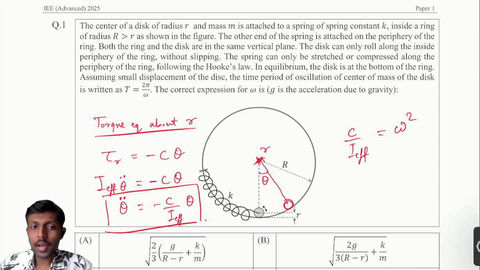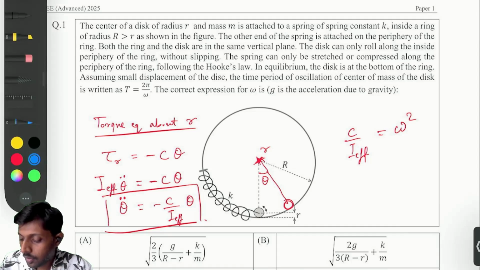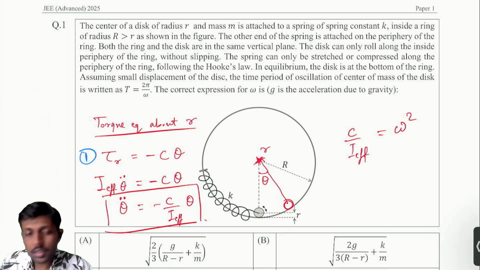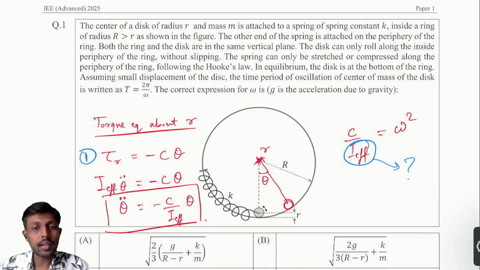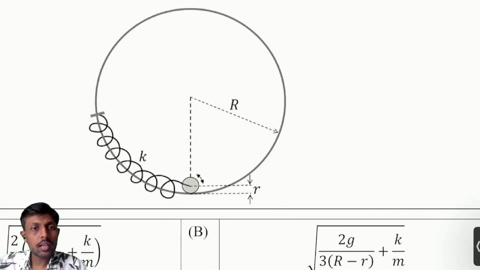Let's now go step by step. First, we are going to write the torque equation. This is going to be our first step. The second step is going to be finding I effective. Once we are done with this, you can finally get the answer. Let's focus on the torque now.